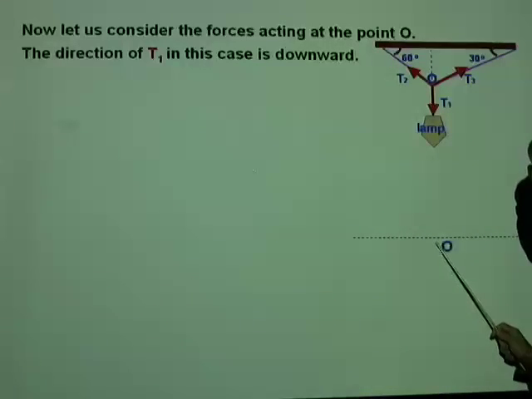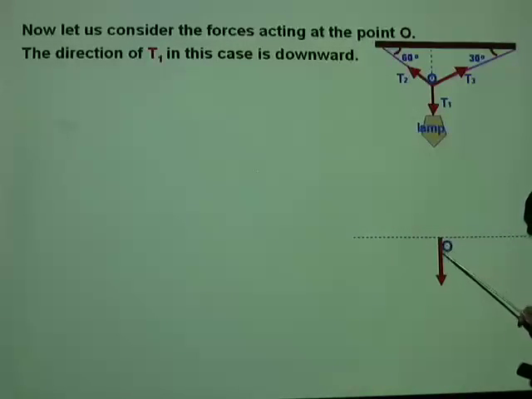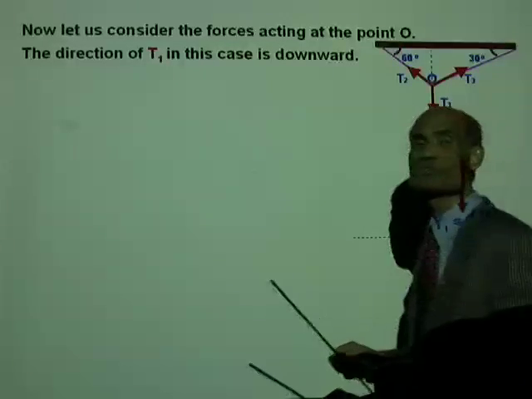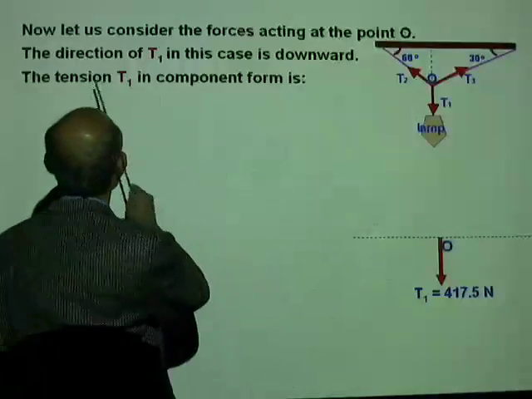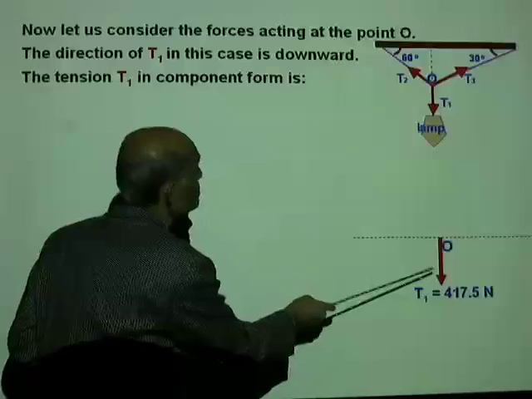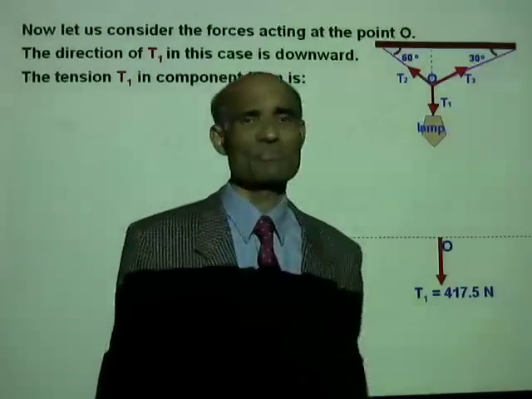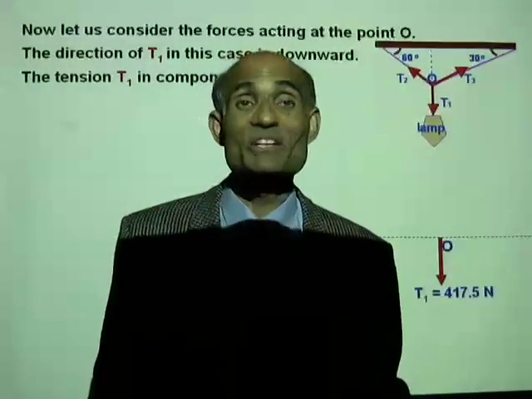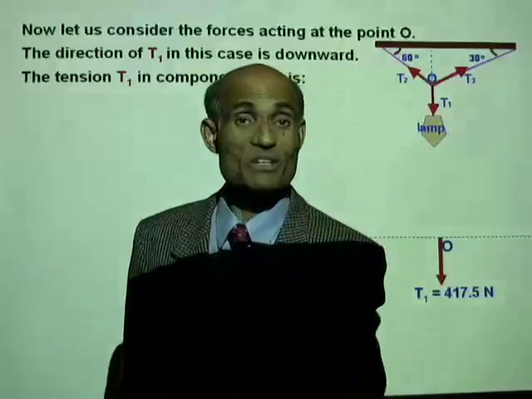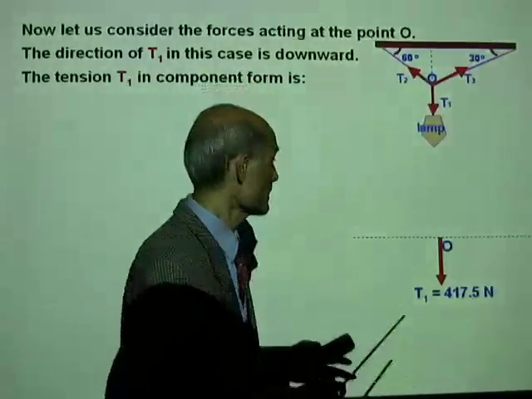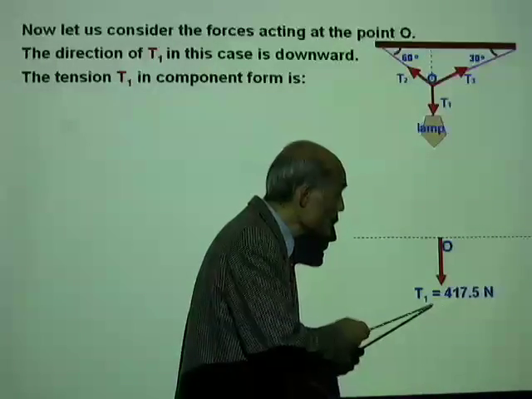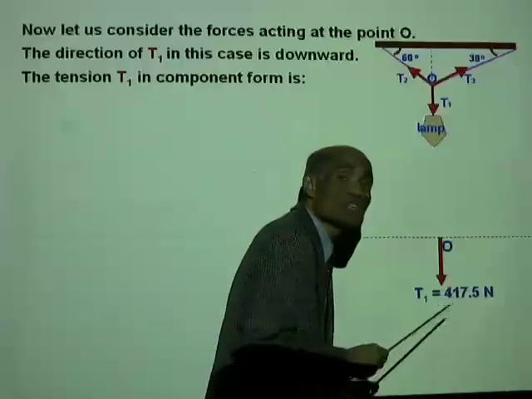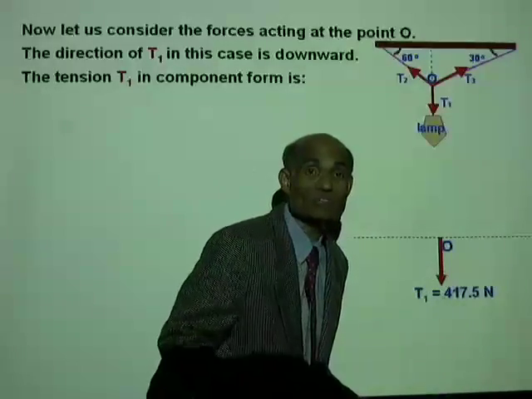Alright, let's draw those in here. This is the point O, and the tension T1 equal to 417.5 Newton is acting downward. Alright? The tension T1, can you write that in the component form? Well, it is a pure y force. This is made up of 0 x and negative 417.5 in the y direction.